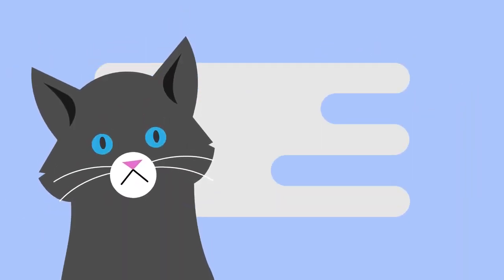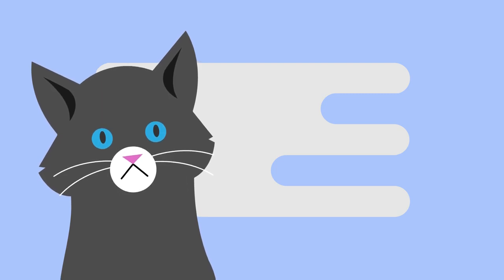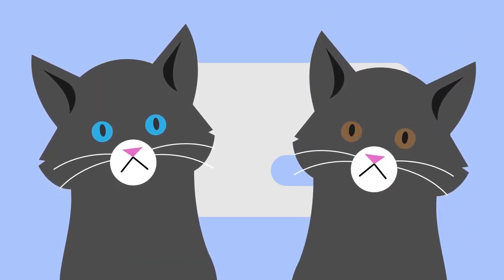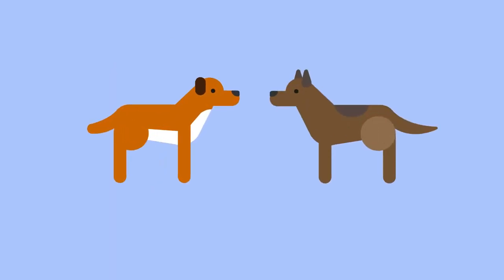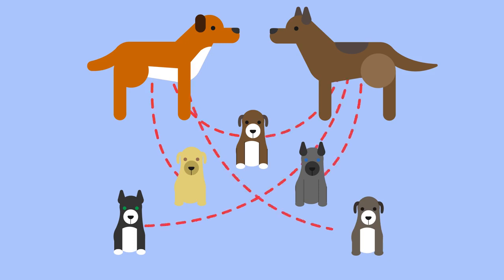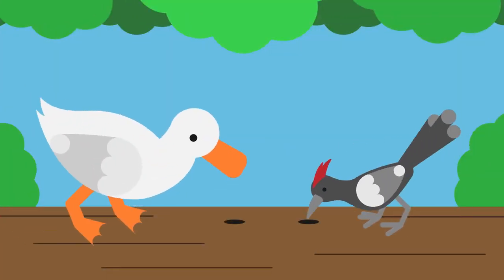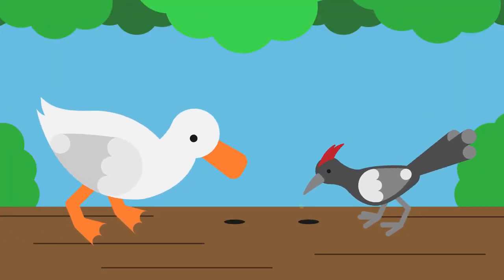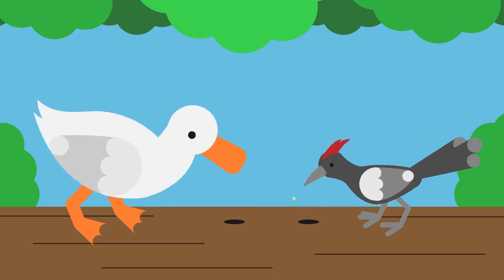For example, on the eye colour gene, this kitten has an allele for blue eye colour, whereas this kitten has an allele for brown eye colour. If the species reproduce by sexual reproduction, the random mixing of alleles from both parents results in extensive genetic variation within a population of a species. This means that some individuals are better adapted to their environment than others, allowing natural selection to take place.